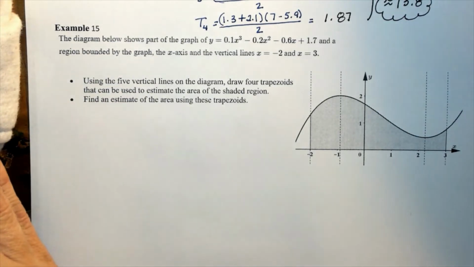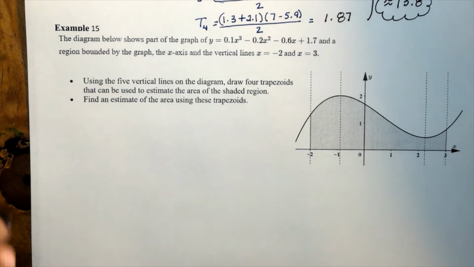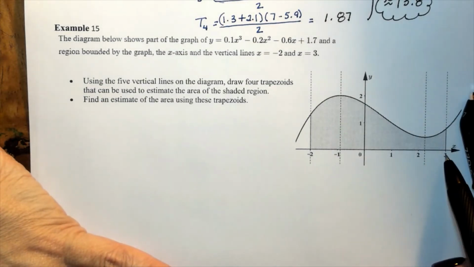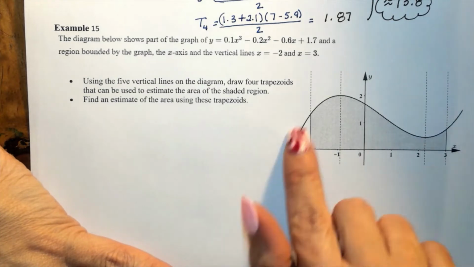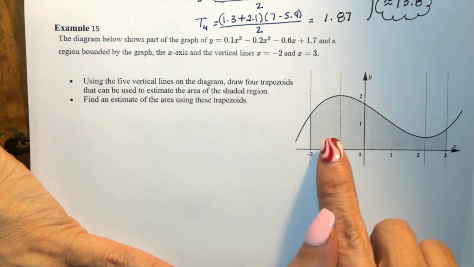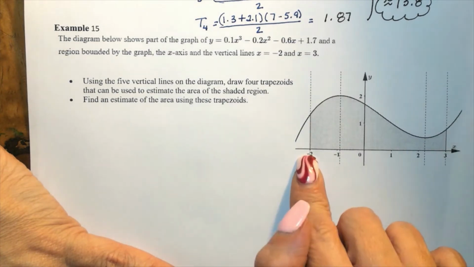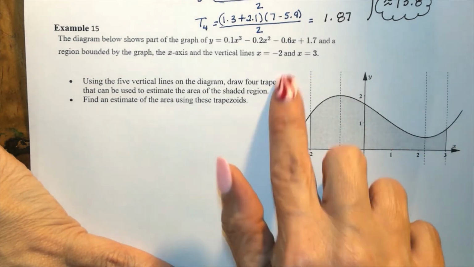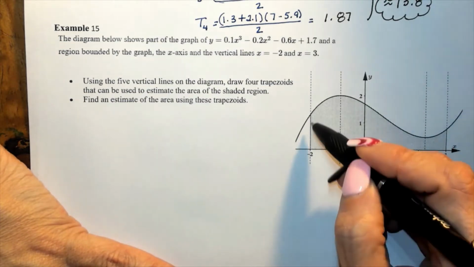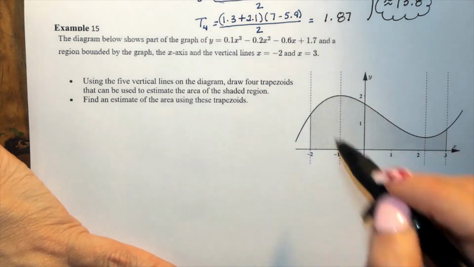Okay, so the diagram below shows parts of a graph, and it gives you that long equation. And a region bound by the graph, the y-axis and the vertical lines, x equals -2 and x equals 3. Okay, got a curve. We want to find the area under it, most likely. We're going to read this and see what it says. And we've got endpoints at -2 and 3. And we've got vertical lines that they drew. They're referring to these solid ones that are the boundaries, and then they extended them up.